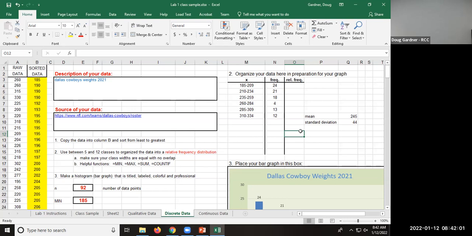So then if somebody gets this wrong, who cares? Paloma, what's the bottom one? If you take 245 minus 2 44s, what do you get? 157. Yeah.